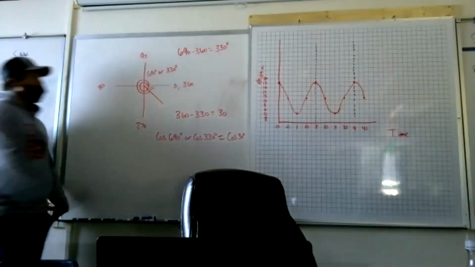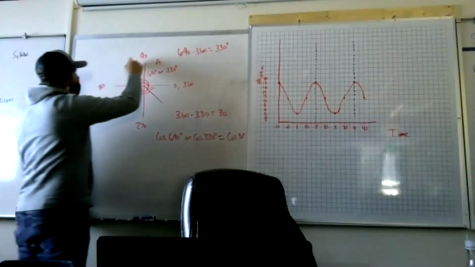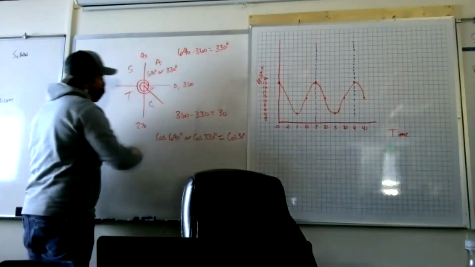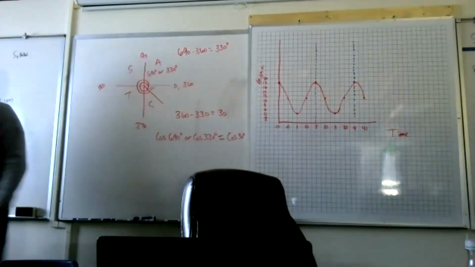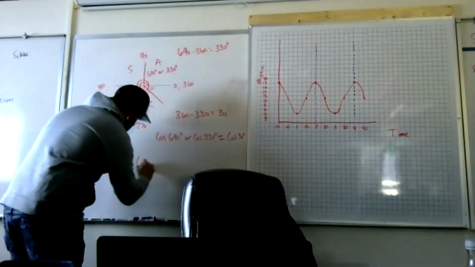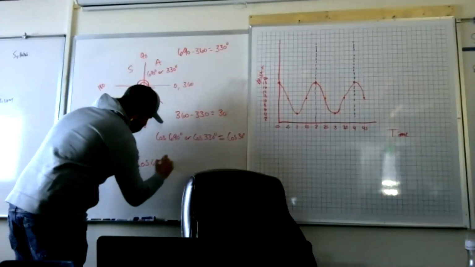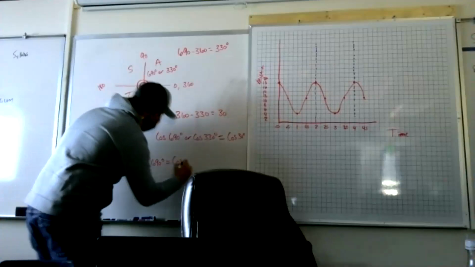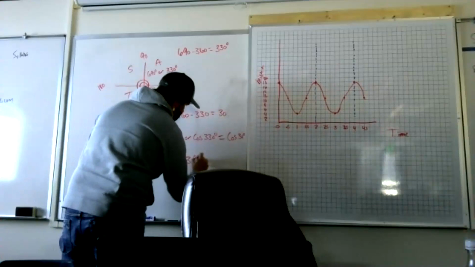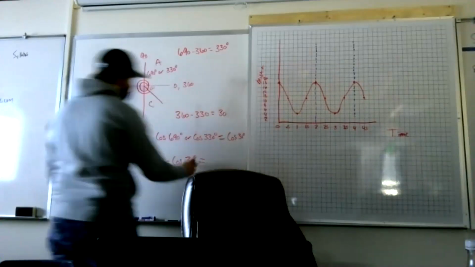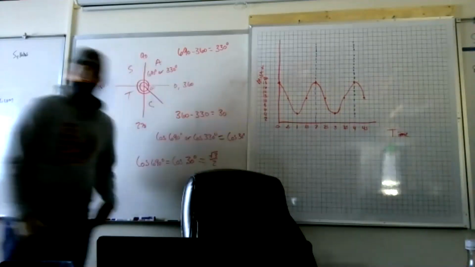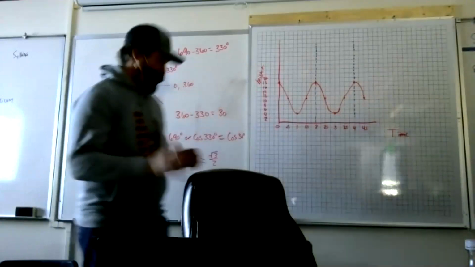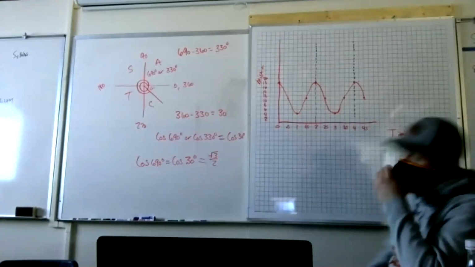I have to assign whether it's a positive or a negative. It fell into quadrant 4. So that is where cosine is positive. So the cosine of 690 is equal to the cosine of 30 degrees, which is equal to square root of 3 over 2. Just like that.